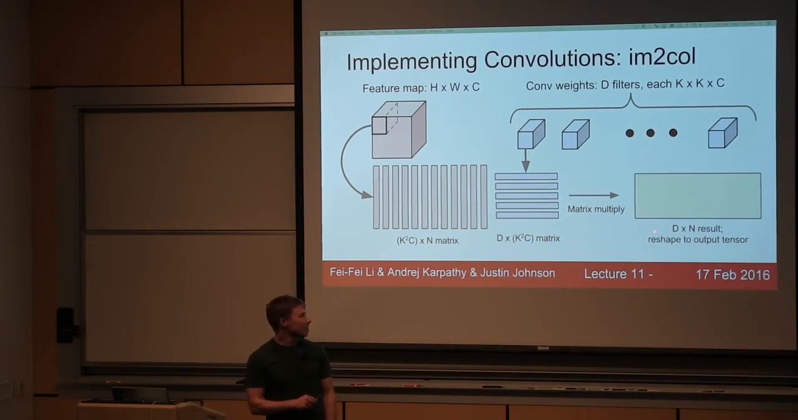So this gives you a d by n result. That d is our number of output filters, and that n is for all the receptive field locations in the image. Then you play a similar trick to reshape this into your 3D output tensor. And you can actually extend this to mini batches quite easily. If you have a mini batch of n elements, you just add more columns and have one set per mini batch element. So this actually is pretty easy to implement.